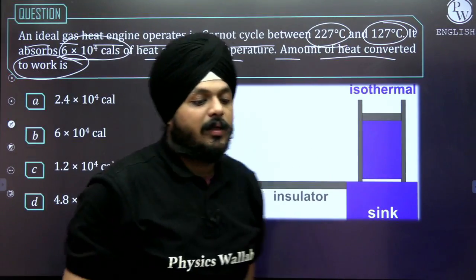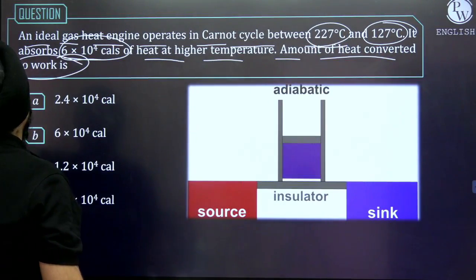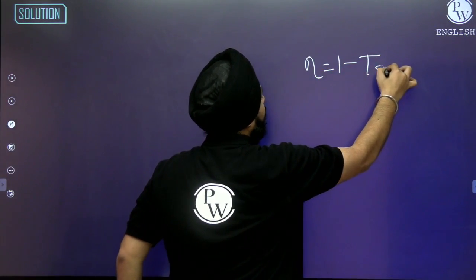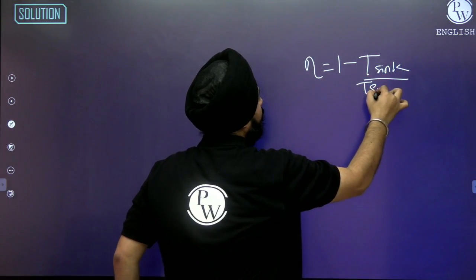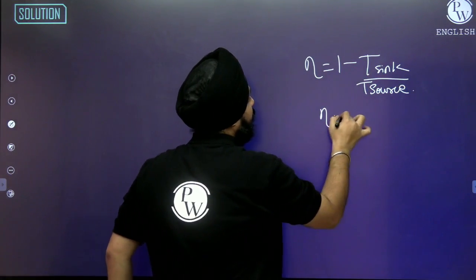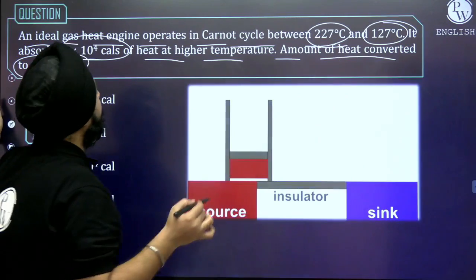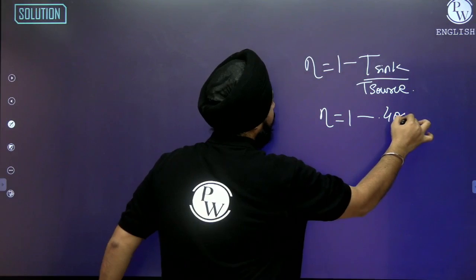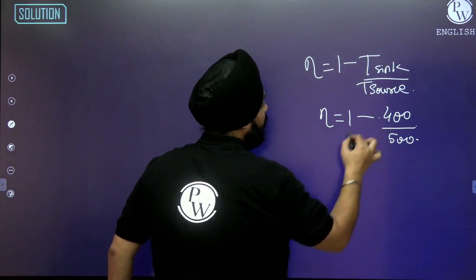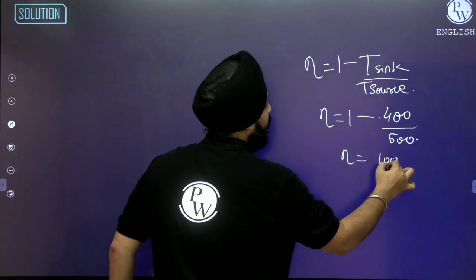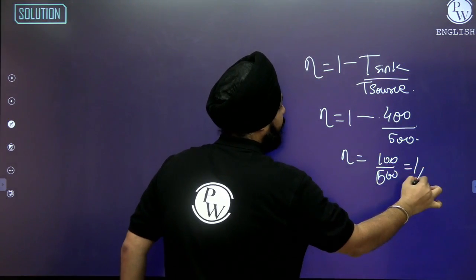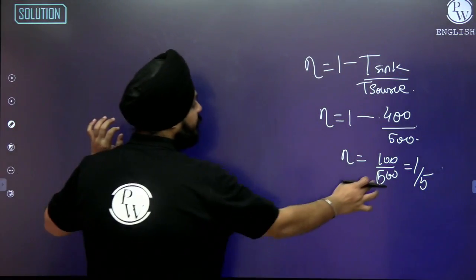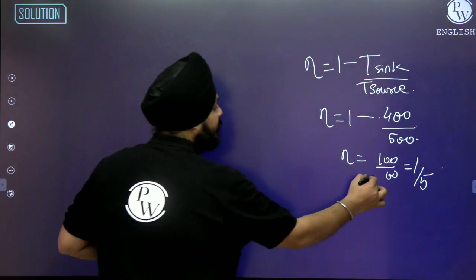See, an ideal gas. First of all, a simple thing: efficiency equals 1 minus T of sink by T of source. What is the temperature of the sink? 127 degrees centigrade, which means 400 K, and the source is 500 K. So the efficiency will be 1 minus 400 by 500, which is 100 by 500, that is 1 by 5. This is the efficiency of the cycle.